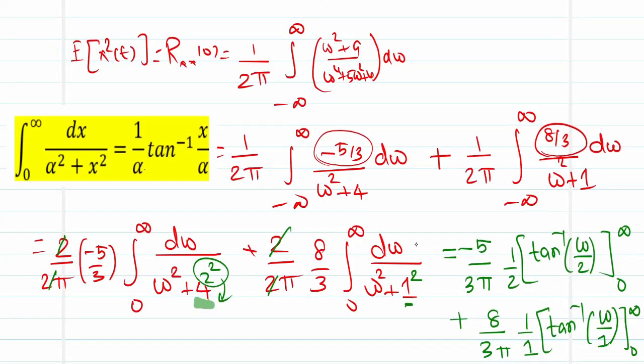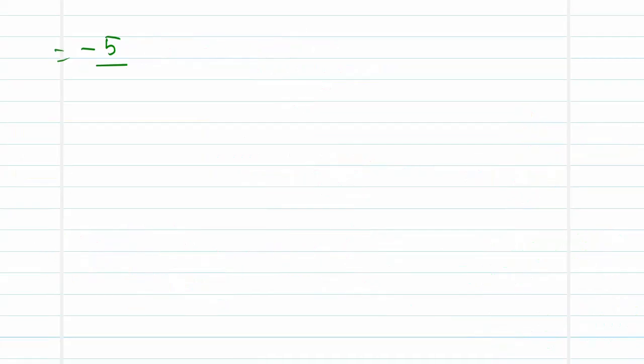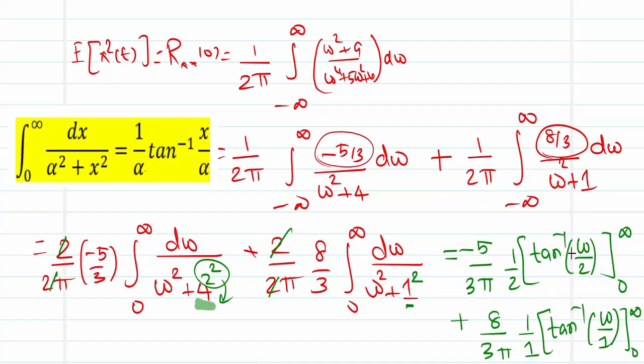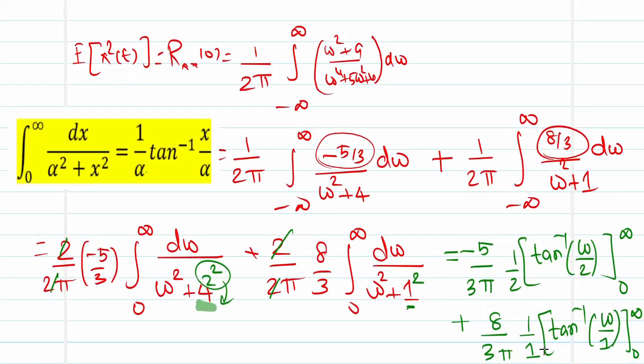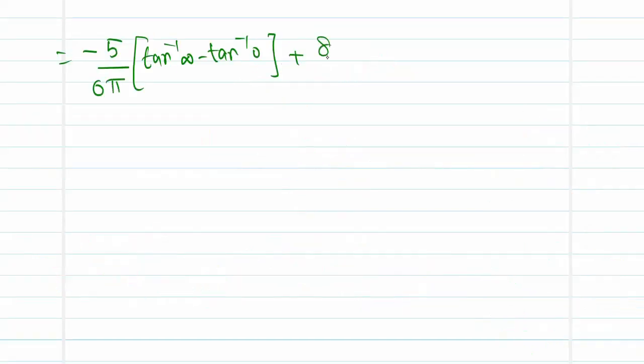So I have this equal to minus 5 divided by 3 pi, 2 3s are 6 pi. So this becomes 6 pi, and now tan inverse of infinity is going to be 90 degrees and tan inverse of 0 is equal to 0. So I have tan inverse of infinity minus tan inverse of 0. The next step is 8 divided by 3 pi, again tan inverse of infinity minus tan inverse of 0.